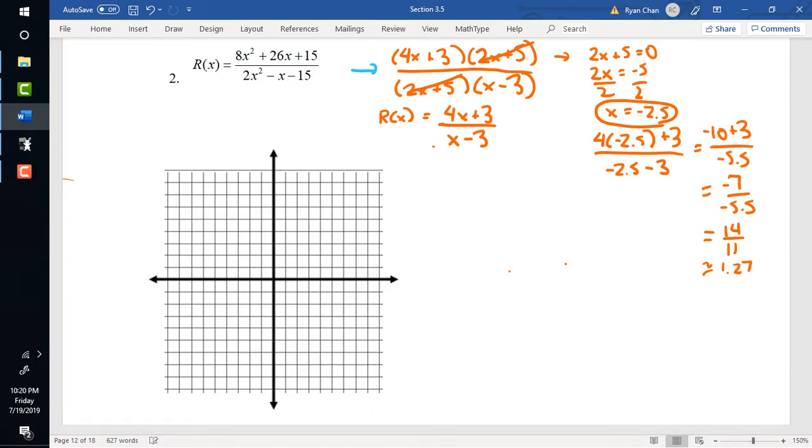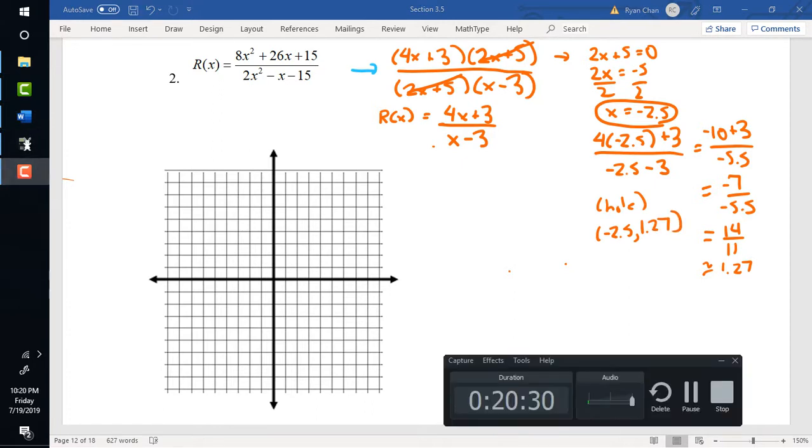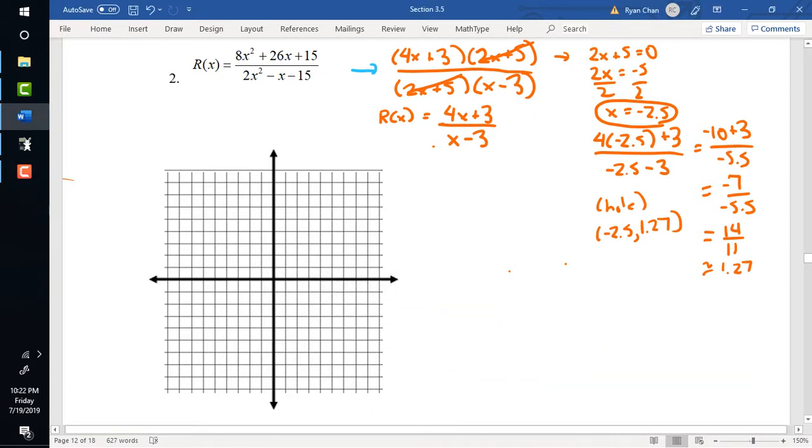So this is a hole at (-2.5, 1.27) approximately. You can leave it in fraction form or decimal form based on what your homework wants you to do. So let's graph this. So negative 2.5 and then 1.27. I'm going to draw an open circle like this. That's how I would graph a hole. So remember, a hole is from things that get canceled. You'll find your x value and then you plug it in. Remember, plug it into your reduced form. Don't plug it into your original because it actually won't come out correctly.